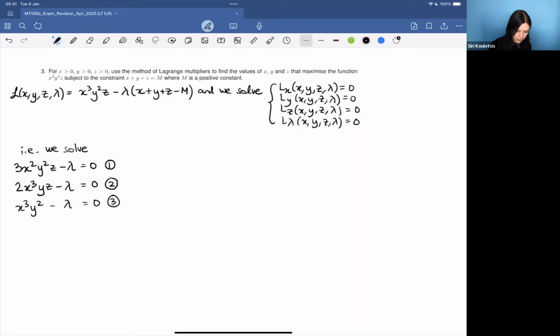And now finally, we find the partial derivative of L with respect to lambda. This final equation here is, of course, nothing but the equality constraints. If we rearrange it.